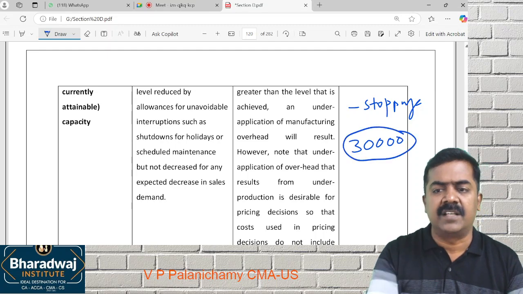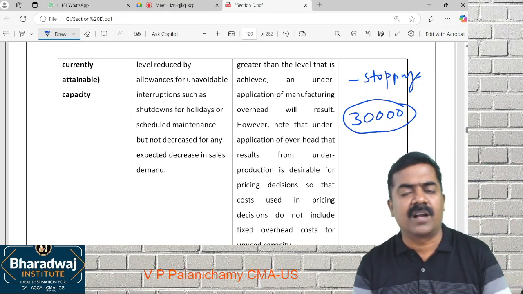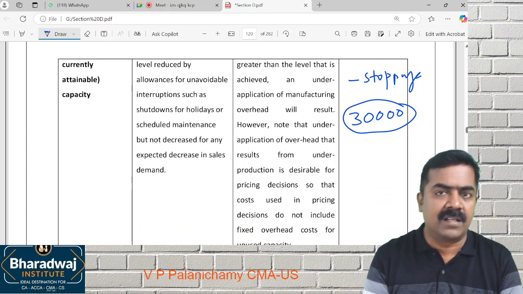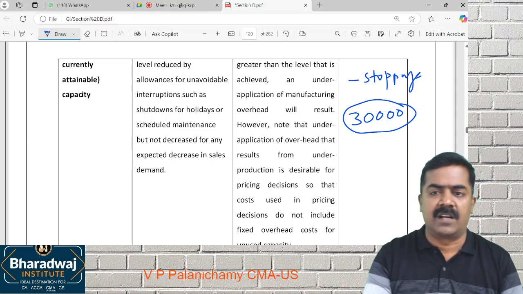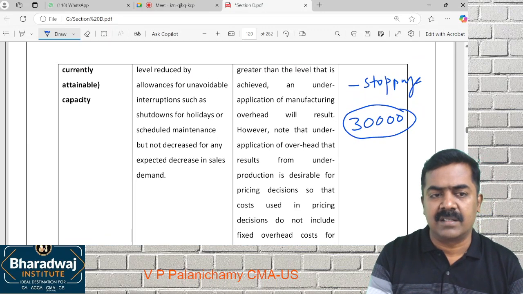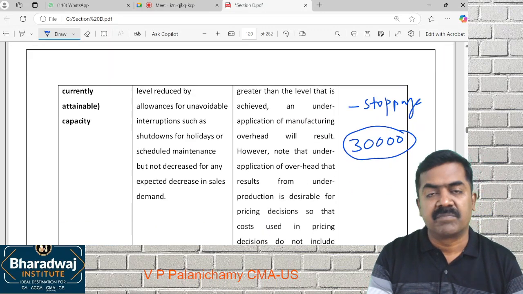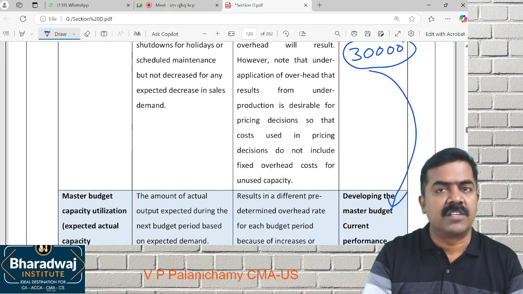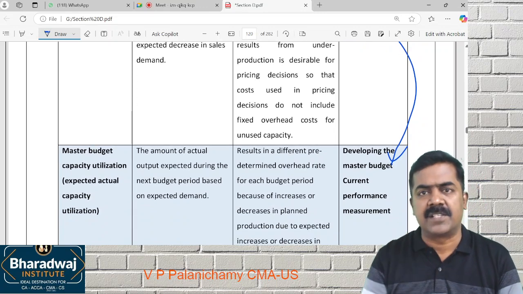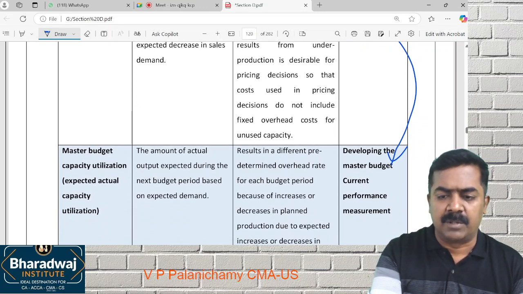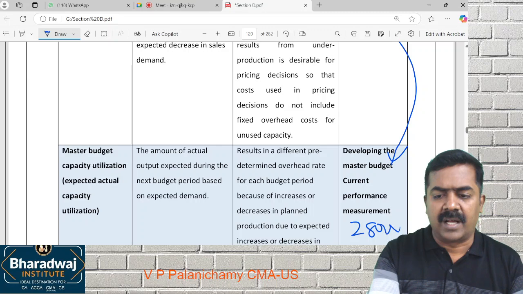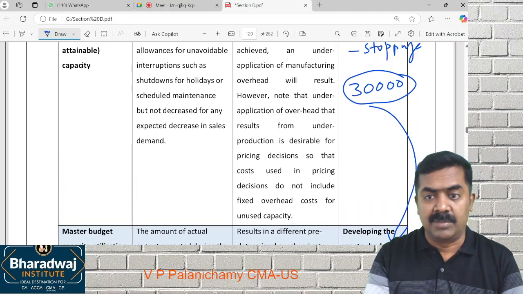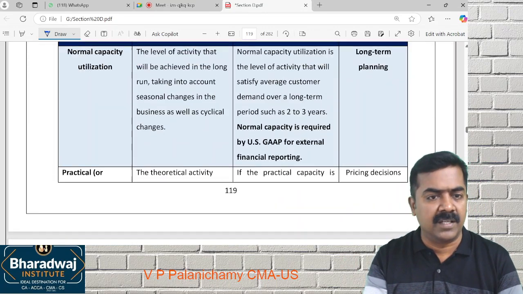So first I see the theoretical capacity. I provide for idle time, I provide for stoppage, I provide for repair time, maintenance time, changeover time, etc. Then I calculate the attainable capacity, that is 30,000 units. Within the 30,000 units, the master budget will be prepared. Our possible capacity is 30,000. Within that, the actual production may be 28,000. Our actual production may be 30,000, but it cannot be more than 30,000 because attainable capacity is 30,000 only.